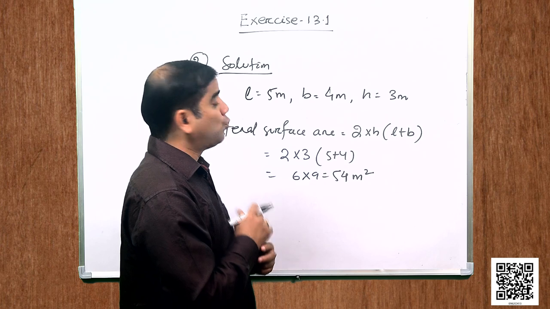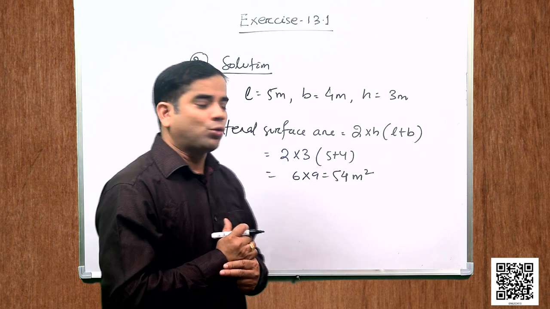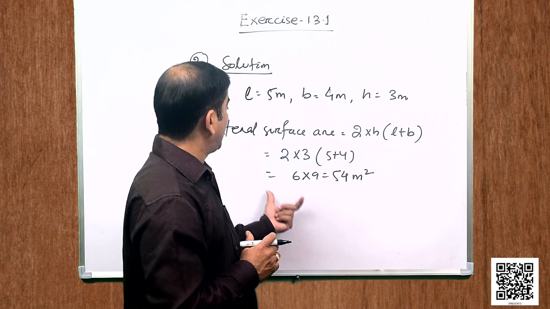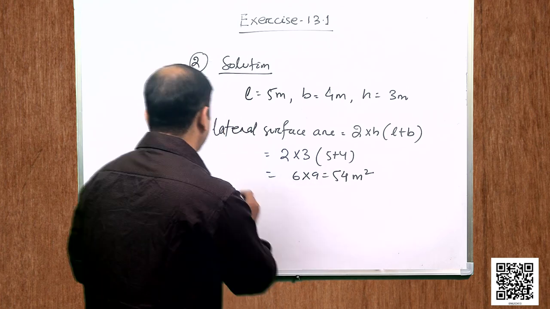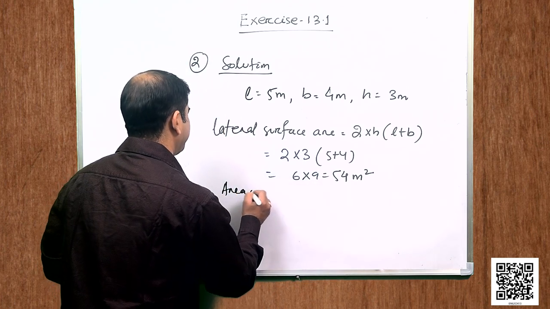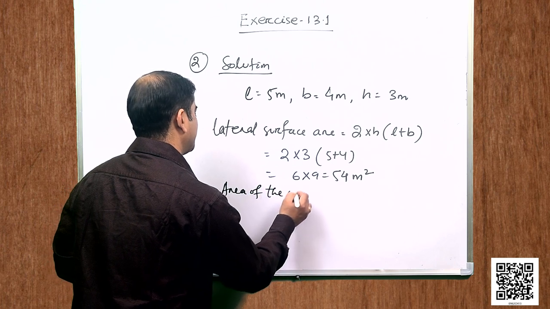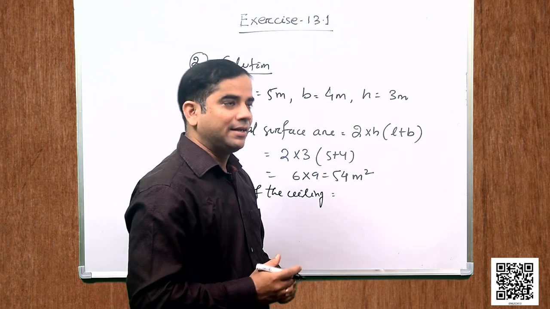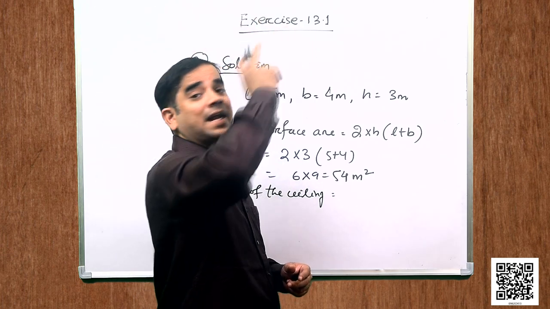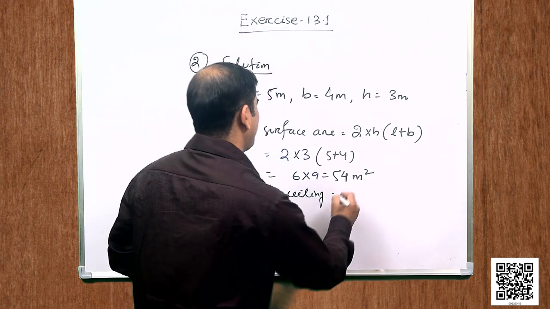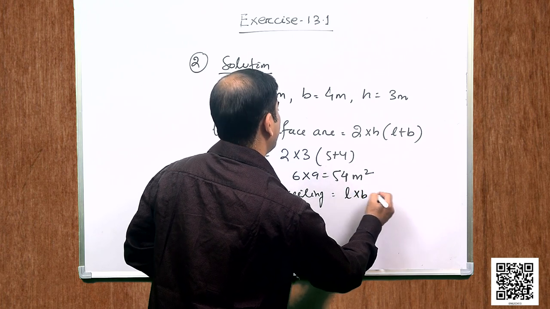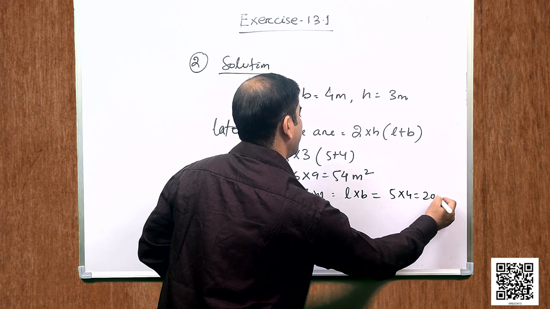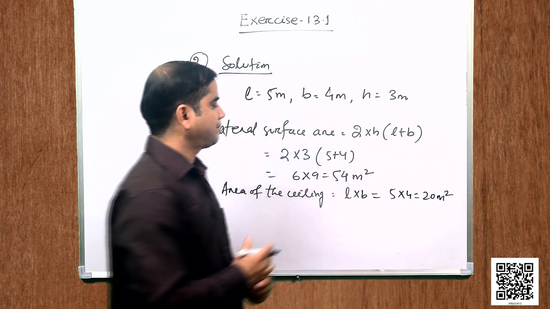But we need to whitewash the ceiling as well. So we have to add the area of the ceiling with the area of the walls. So what is the area of the ceiling? Area of the ceiling means it's covering length and breadth. So L into B, that is 5 into 4, 20 meter square.